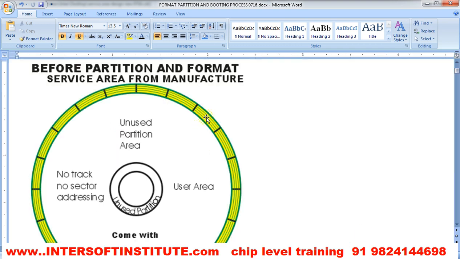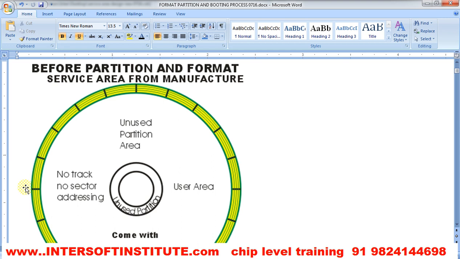this is your outermost, this is your 0 cylinder, -1, -2, -3, -4 and up to -36 will be the service area. The service area will not be formatted or deleted by a normal command. To use the service area, we require a special device called firmware tools, like PC3000, MRT, Dolphin and all those. If we have any damage in the service area, we can repair it with the help of this device.